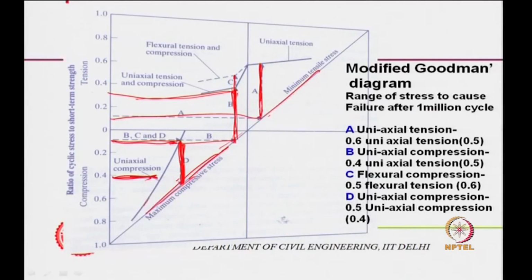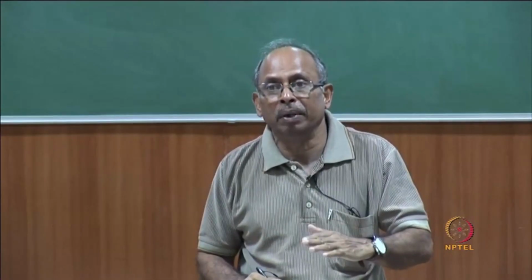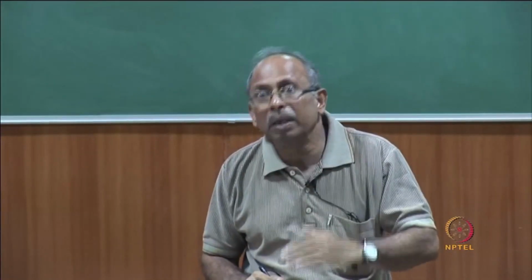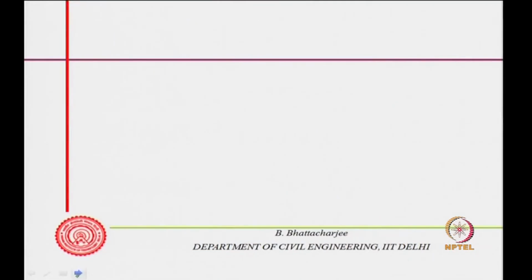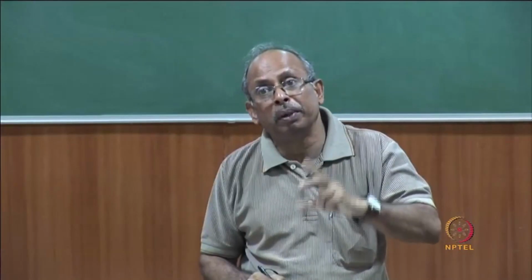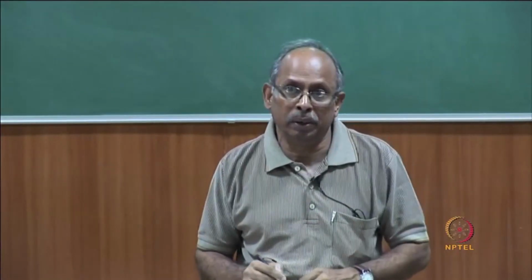So, the modified Goodman's diagram can be used to find out what level of stress reversal you can do, at what level of static stress. At 10% of the stress level, you can reverse the stresses as given from this diagram, whether it is compressive stress or tensile stress. So, it can be used to find out what range of stress you can use.